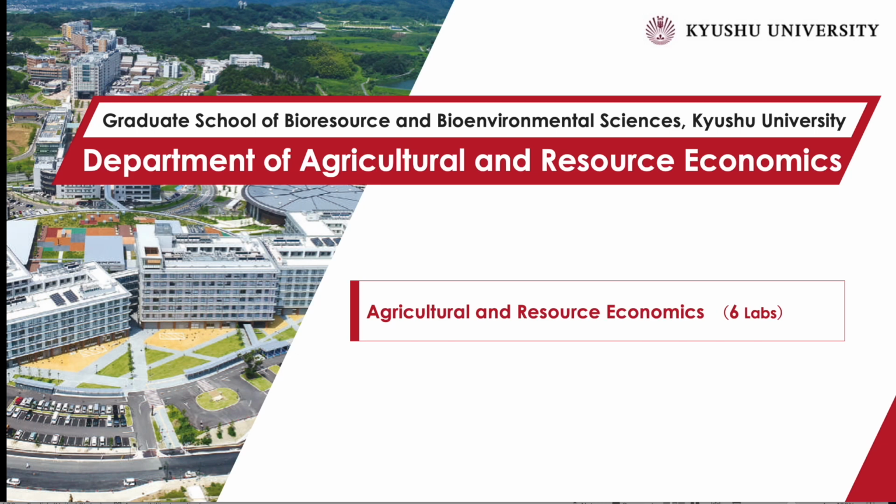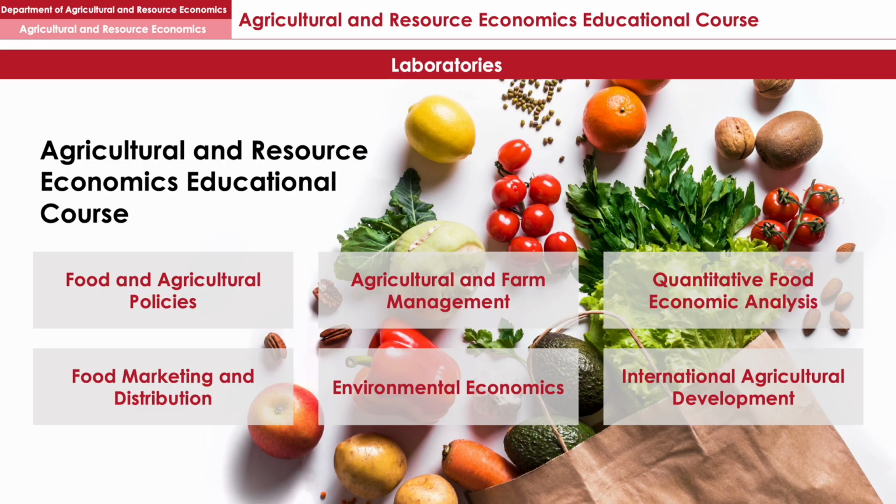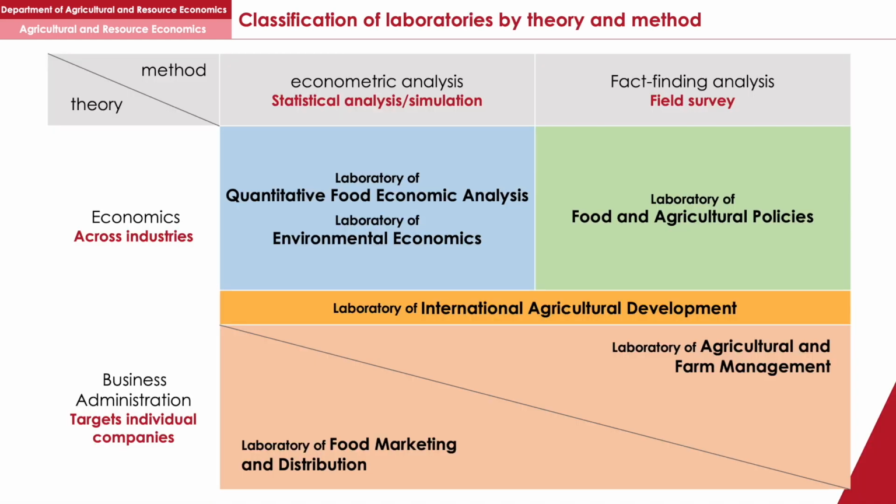The Department of Agricultural and Resource Economics is the only social science department within the Graduate School of Bioresource and Bioenvironmental Sciences at Kyushu University. The Agricultural and Resource Economics educational course has 6 laboratories. The laboratories can be classified depending on the theory and the methodology which they employ.